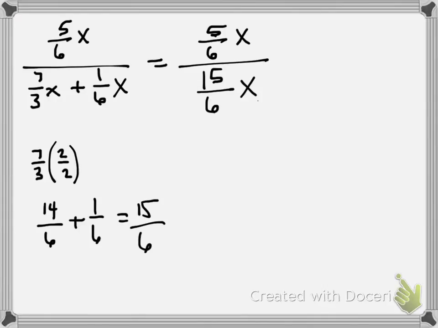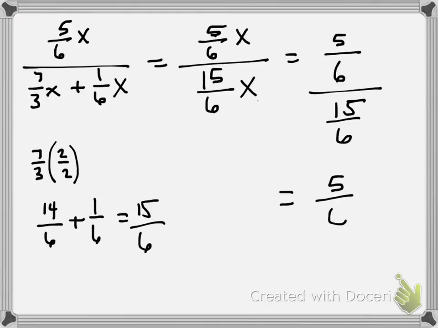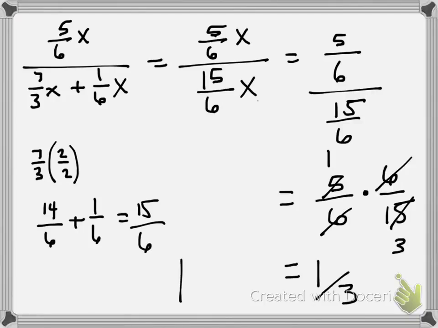Now, x divided by x is just 1. So now I really have 5/6 divided by 15/6. And we have learned that when we divide fractions, we can take the second fraction and multiply by its reciprocal. So I have 1/3. So 1/3 is my answer, so my new ratio is in the relationship of 1 to 3.